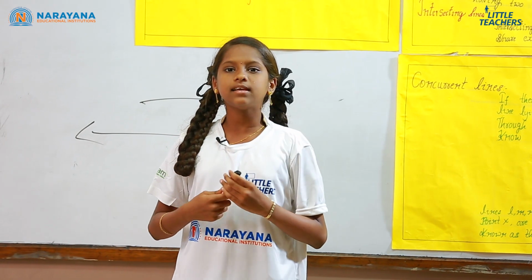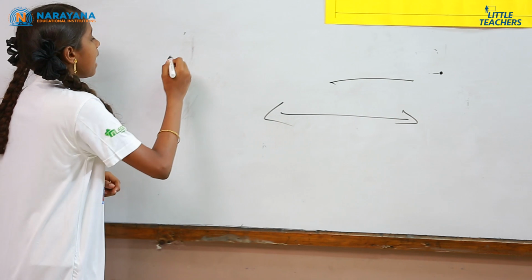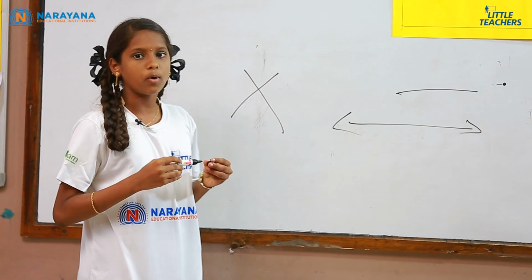And intersecting lines. Intersecting lines are two lines that share exactly one point. For example, the letter X, they share only one point.